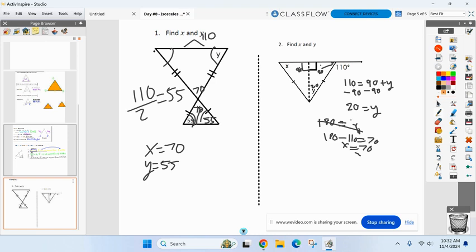Okay, can we take a peek here? Some of you guys aren't finished. Go ahead. Please finish 1 and 2, and then we'll talk about their work up on the board.